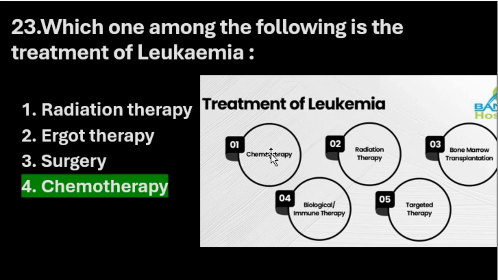You can see the main treatment for leukemia. The first one is chemotherapy, then radiation, bone marrow transplantation, biological or immunotherapy, targeted therapy, etc. So the first priority is always chemotherapy. That's why this will be the first answer, first option. You have to select this choice.